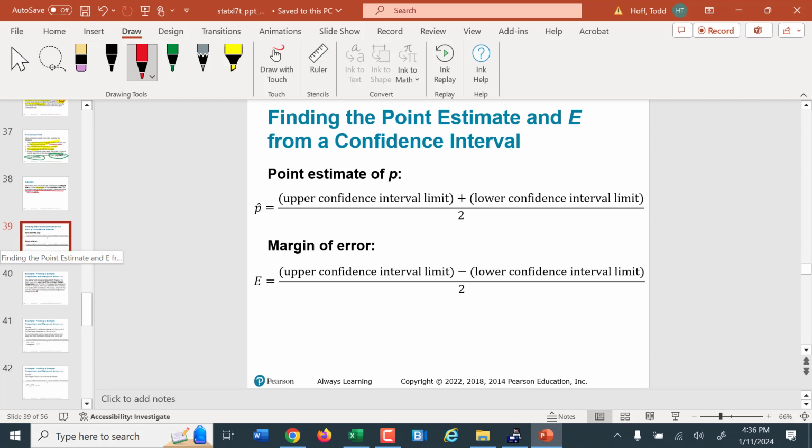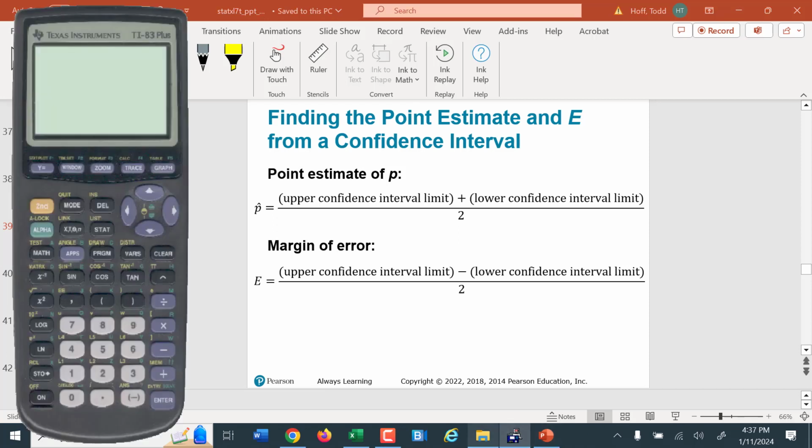And this is just our point estimate. If we know the interval, let's say I use the calculator here, and I got this confidence interval off the calculator, 0.48979 to 0.56226.